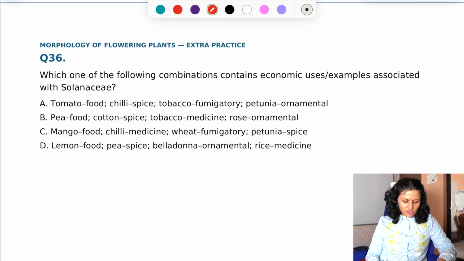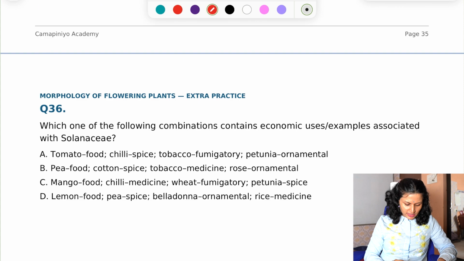Next, question 36. Which one of the following combinations contains economic uses and examples associated with Solanaceae? Tomato is correct. Chili, spice; tobacco, fumigatory; petunia, ornamental. Question number 36, option A will be correct.